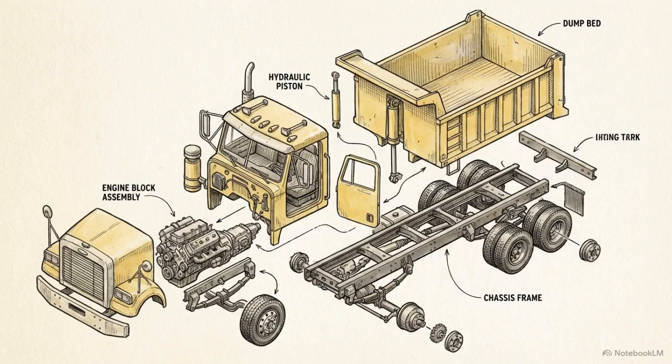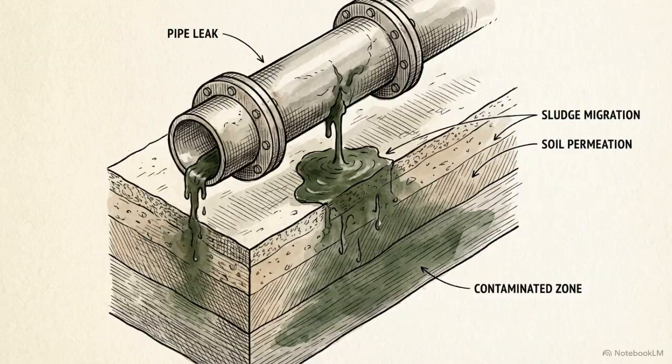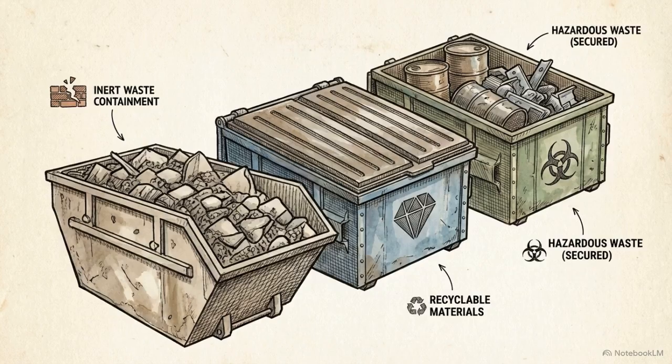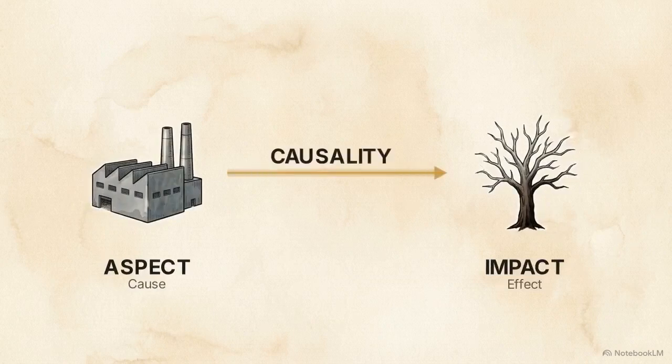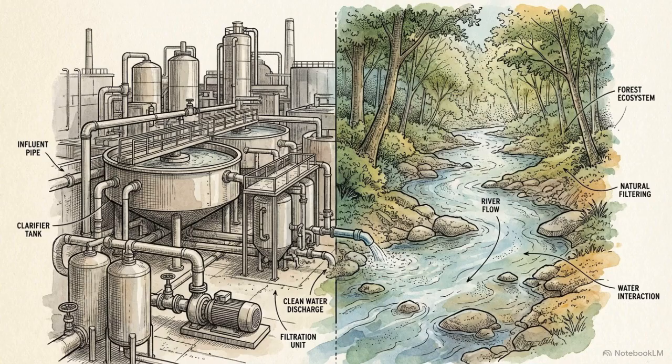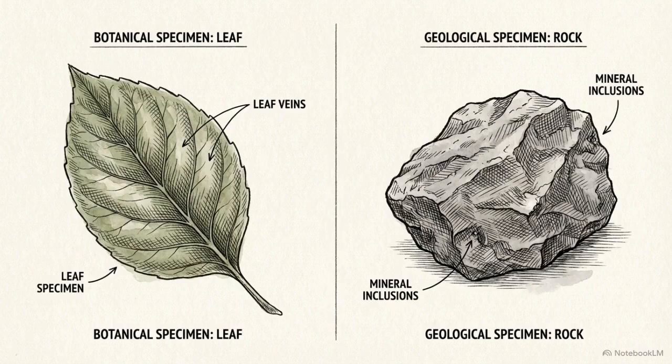We will deconstruct common worksite activities, track the exact pathways pollution takes, and categorize how we stream waste. Environmental management is an exercise in tracing causality. By understanding exactly how an operation interacts with the natural world, we can prevent operational failures from destroying the natural assets we rely on. To map the environment, we divide it into two primary categories.